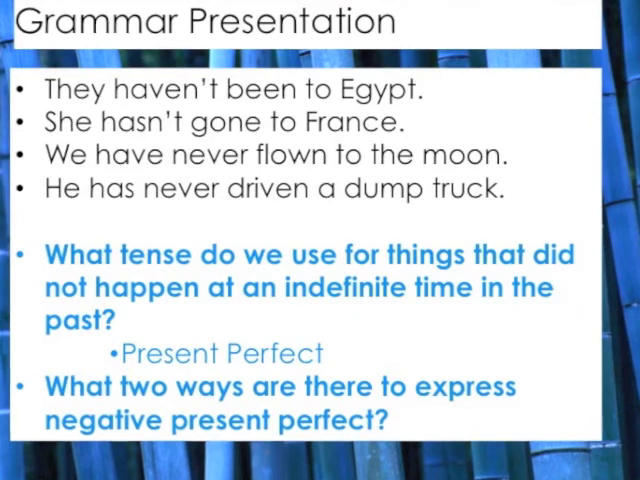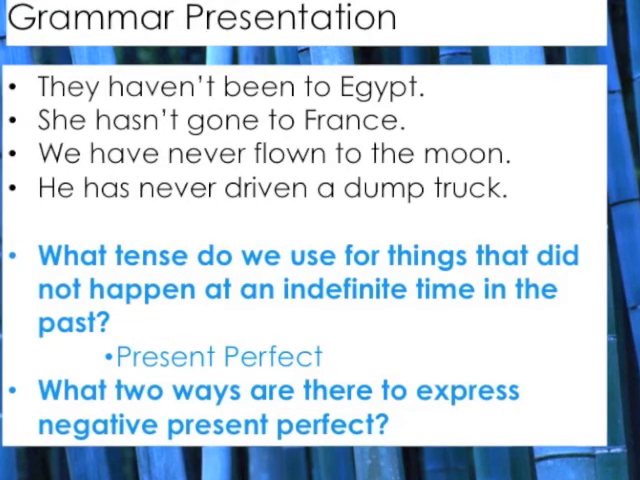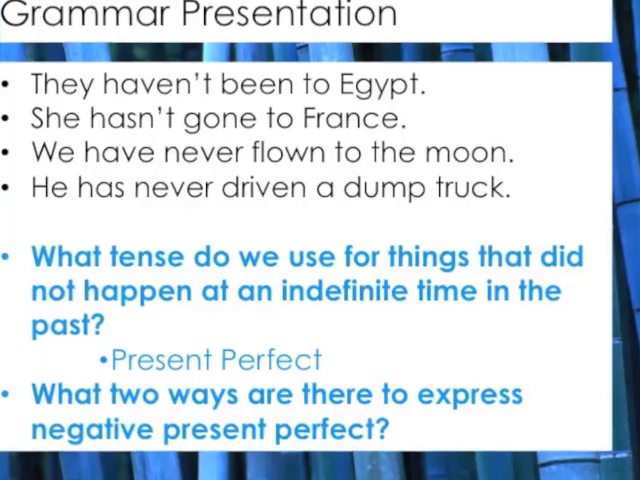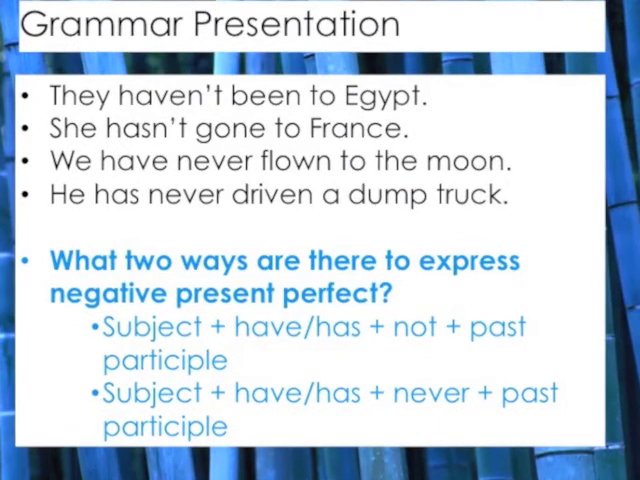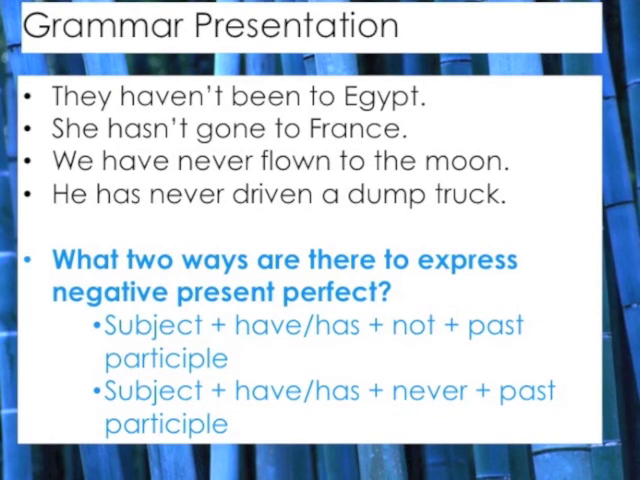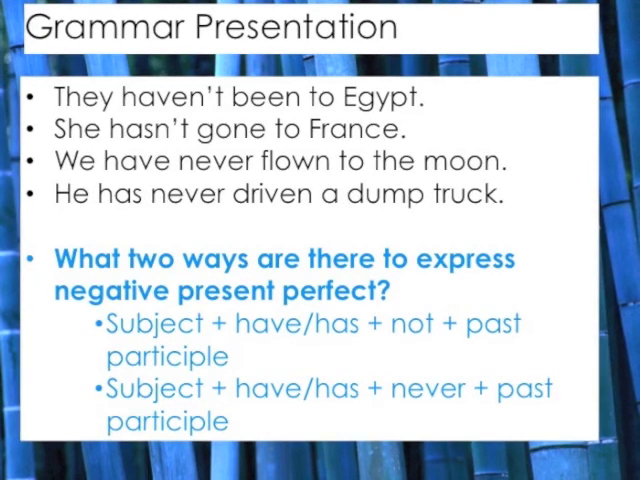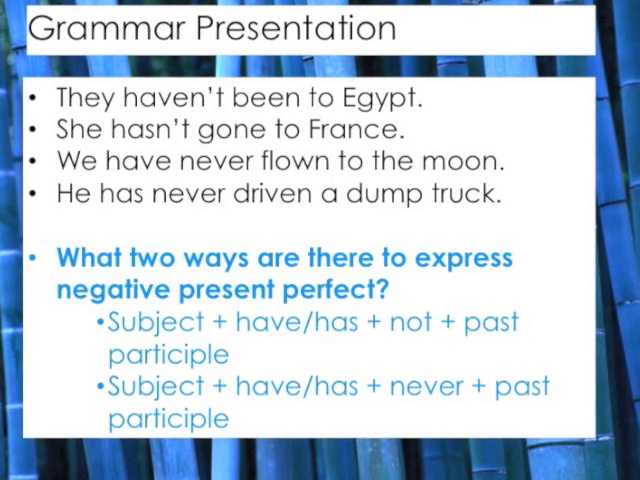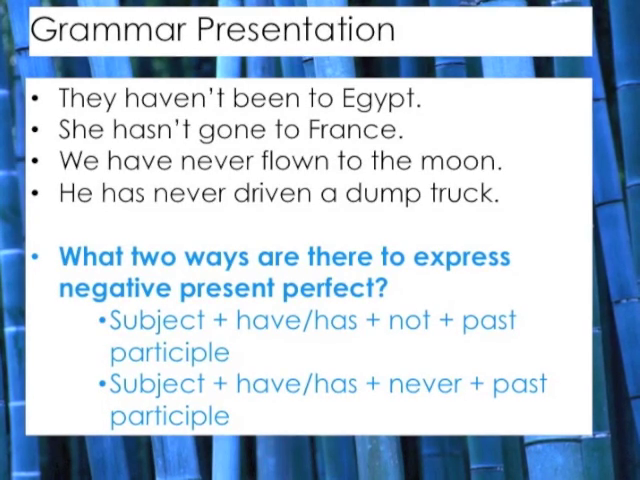Let's look carefully at these four sentences. If you look at them, there are two different ways to express the negative present perfect. Go ahead and pause and see if you can write down the patterns to figure it out. Here are the two patterns. The first pattern is a really common way: subject plus have or has plus not plus the past participle. The second pattern is also really common: subject plus have or has plus never plus the past participle. The second pattern tends to give more emphasis to the fact that it did not happen.